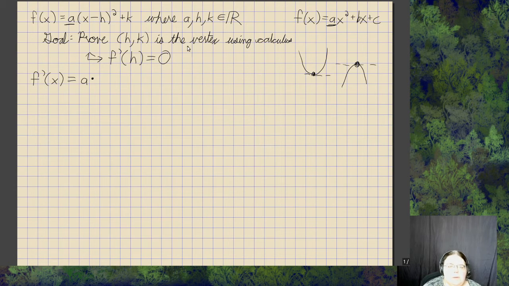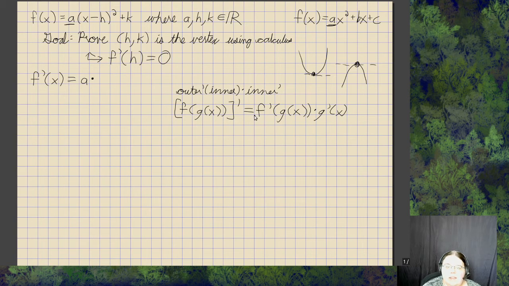For the chain rule, there's more than one way people deal with remembering this. What I use is outer prime of inner times inner prime. What some people will do instead is say, f of g of x, where f is outer and g is inner. The derivative of that is f prime of g of x times g prime of x. And again, that's just outer prime of inner times inner prime. Whichever way you're comfortable with using it, that's what we've got here.